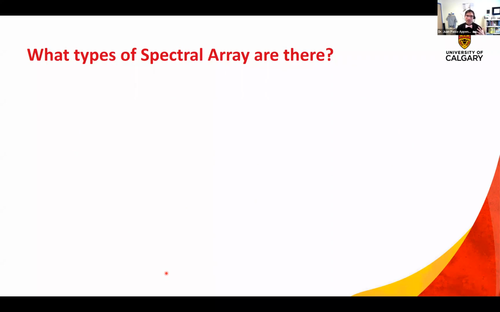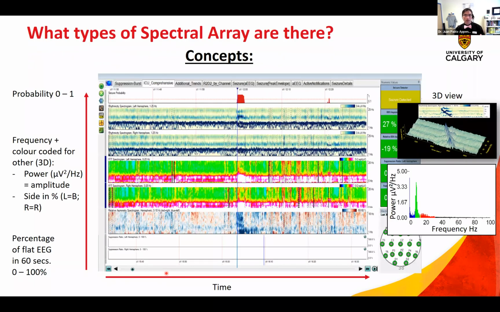What types of spectral array are there? How many trends do we have? Well, it all depends on the software you're using. I'm going to go over some of those that we use here, but we don't always use the same, and we try to see which ones are more helpful for each patient. But in general, as a concept, the overall arrangement of the screen is time and another axis, and the other is usually frequency or probability from 0 to 100.